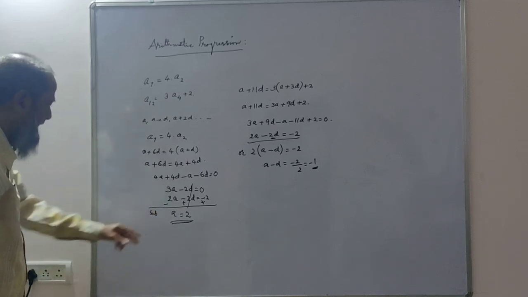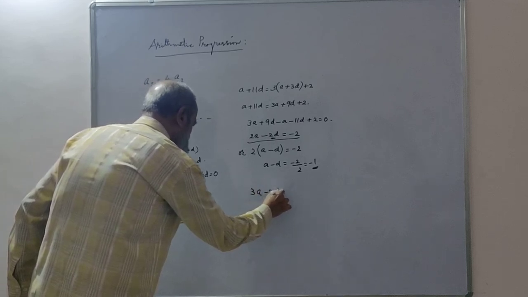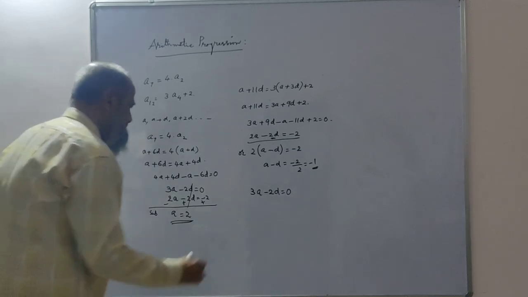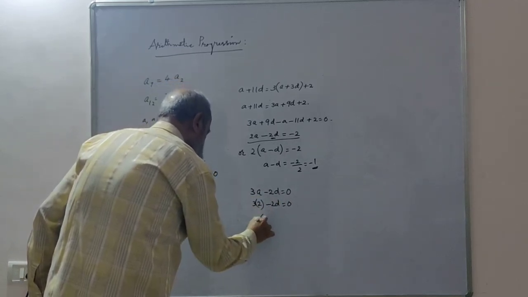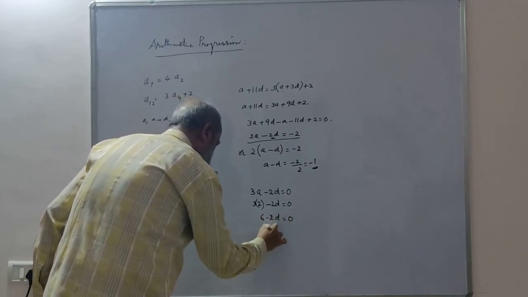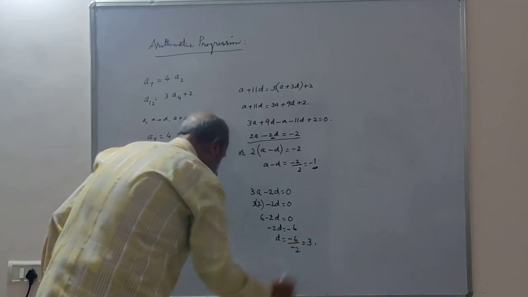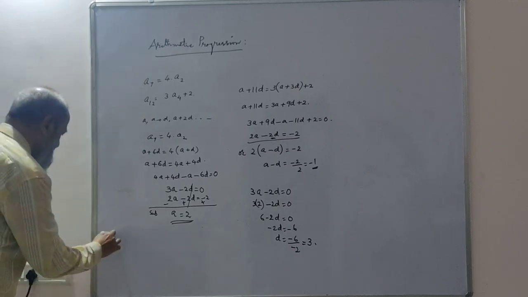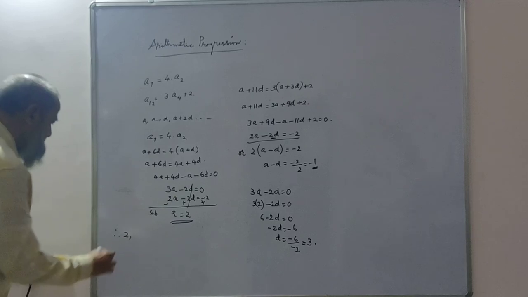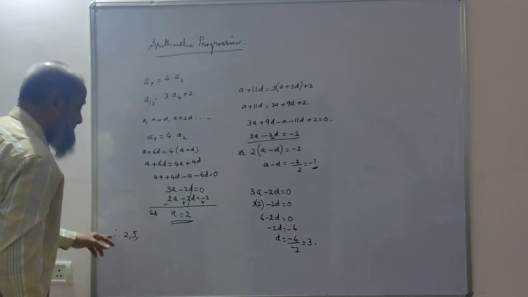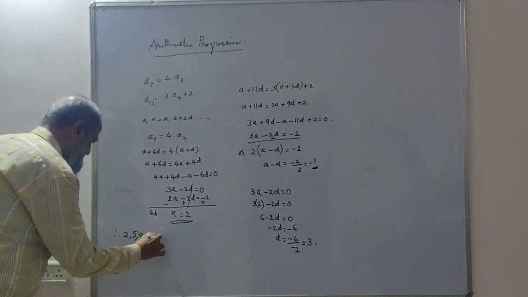Now, by substituting this a value in one of the equations, I will get the value of d. 3a - 2d = 0. Now a is 2, so 3 into 2 minus 2d is 0. So 6 - 2d = 0, so -2d = -6, or d = -6 by -2, which is plus 3. d is 3. Therefore the AP is 2, then a + d, which is 2 + 3 = 5. Third term is a + 2d, 2 + 6 = 8. Fourth term will be 11. Next term will be 14.